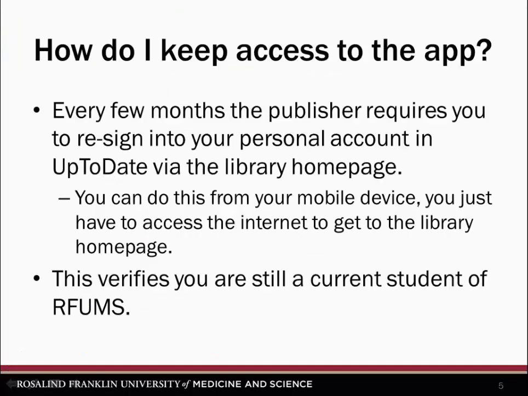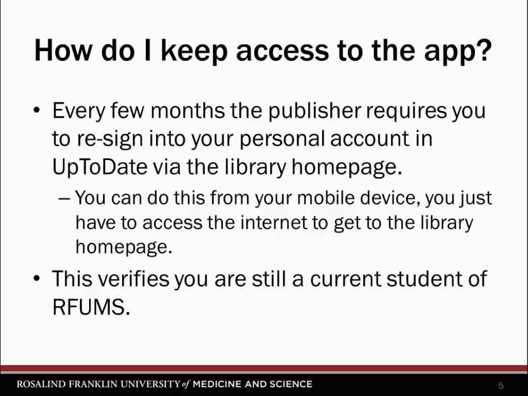Another common question students have is, how do I keep access to the app? Every few months, the publisher requires you to re-sign into your personal account on UpToDate via the library homepage. You can do this from your mobile device. You just have to access the internet to get to the library homepage. This verifies you are still a current student of RFUMS. The reason they do this is that Rosalind Franklin University of Medicine and Science provides current students, faculty, and staff with access to UpToDate through a subscription.